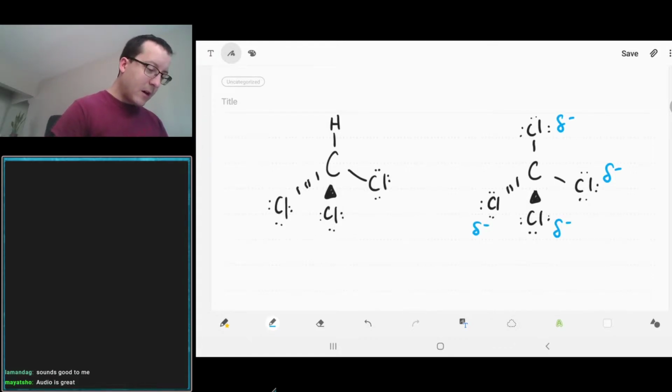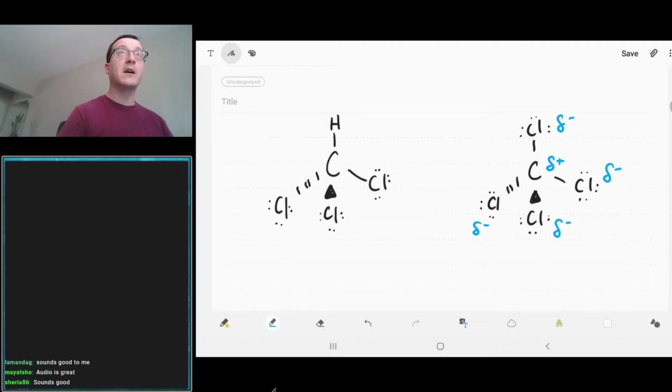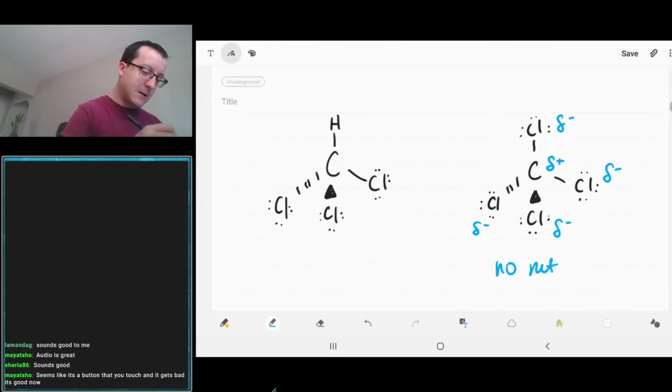Okay, that's good. So if we look at carbon tetrachloride first, we see this carbon is being pulled in all four directions at once. So it's being pulled from the top, from the side, from below, from all sorts of different directions. And so we see that there's going to be no net movement of electrons.